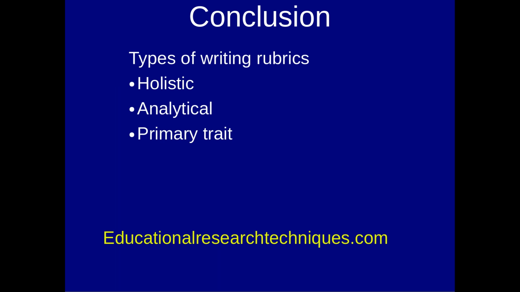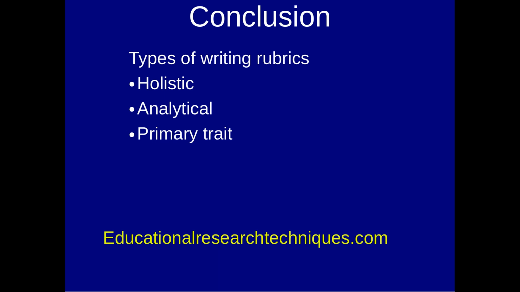So having said that, in this particular video, we looked at several different types of rubrics here. We took a look at holistic rubrics, which provide a big picture in terms of progress. They don't give a lot of details and they don't provide a lot of feedback for students, but they have speed. We also looked at analytical rubrics.